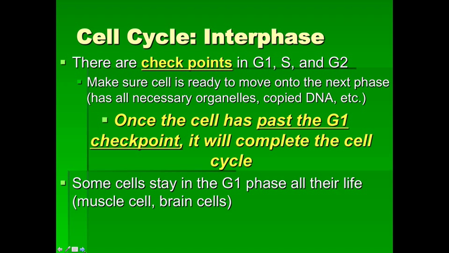The most important thing to remember about interphase is that there are many checkpoints found throughout. In interphase, there's a checkpoint in G1, a checkpoint in S, and a checkpoint in G2. The importance of these checkpoints is to make sure everything in the cell is ready to go, make sure that the DNA is replicated properly, that there aren't any mistakes. If there are mistakes, then the cell will not go past that checkpoint and it will go through apoptosis.